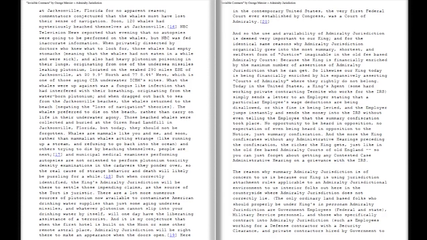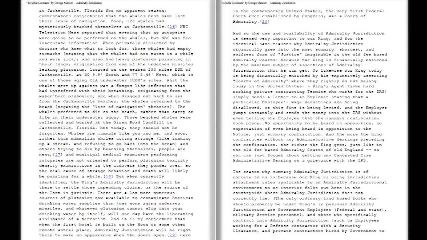And so the use and availability of Admiralty jurisdiction is deemed very important to our King, and for the identical same reasons why Admiralty jurisdiction organically grew into the most summary, shortest, and swiftest form of justice imaginable in the old fee-based Admiralty courts, because the King is financially enriched by the maximum number of assertions of Admiralty jurisdiction that he can get. So likewise our King today is being financially enriched by his expansively asserting courts of Admiralty where they rightly do not belong.